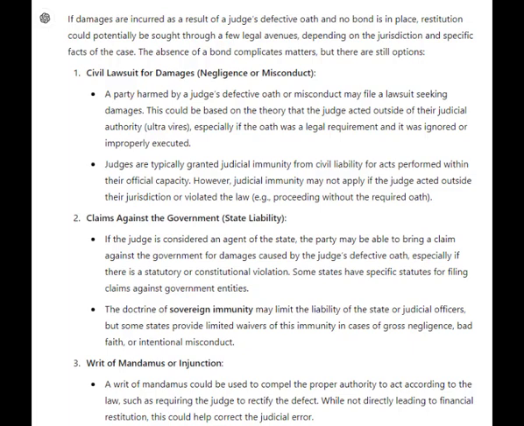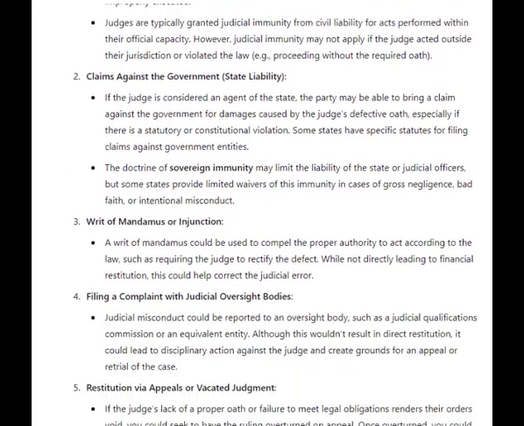2. Claims against the government, state liability. If the judge is considered an agent of the state, the party may be able to bring a claim against the government for damages caused by the judge's defective oath, especially if there is a statutory or constitutional violation. Some states have specific statutes for filing claims against government entities. The doctrine of sovereign immunity may limit the liability of the state or judicial officers, but some states provide limited waivers of this immunity in cases of gross negligence, bad faith, or intentional misconduct.